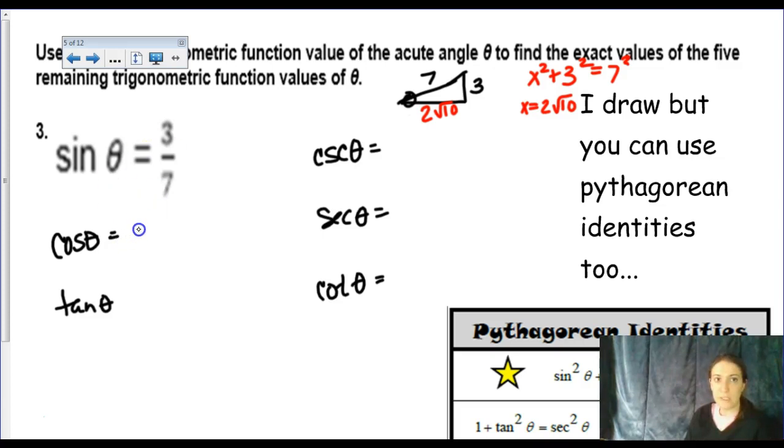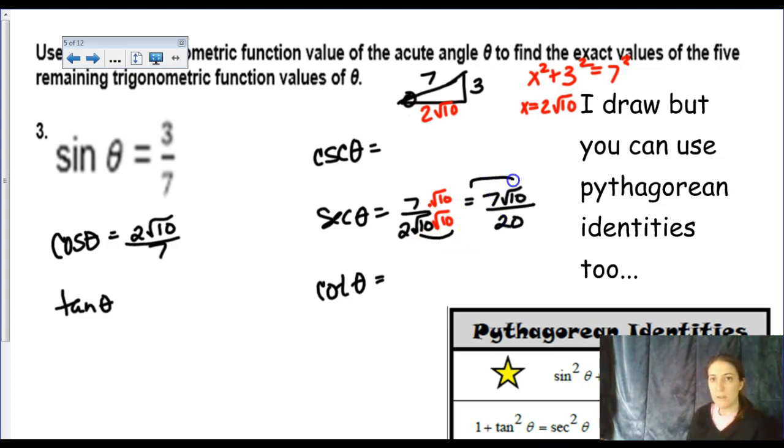So they have the sine ratio. The cosine ratio would be 2 square root of 10 over 7, which is reduced and doesn't have to be rationalized. The secant, however, when I reverse that fraction around, give the reciprocal, that is not rationalized yet. So you'd have to multiply numerator and denominator by square root of 10, and that would give me 7 square root of 10 over, this is 10 times 2, so over 20. You do have to sometimes be careful about reducing fractions at the end of these problems, but this one doesn't reduce at all. Alright, and then tangent is opposite over adjacent, so 3 over 2 square root of 10.